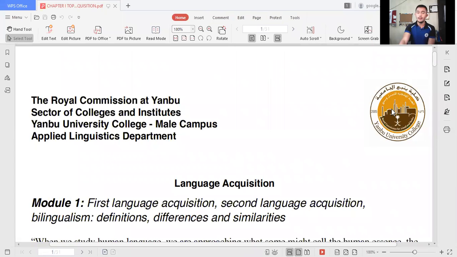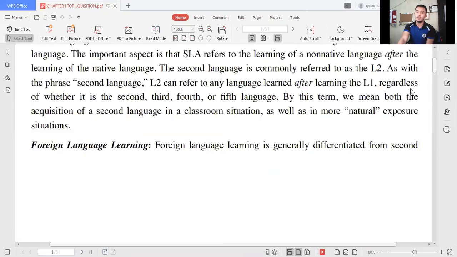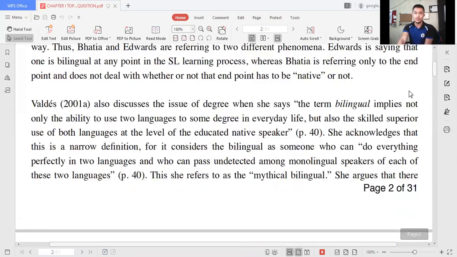Now, the content of our preliminary period was about language acquisition: module one, first language acquisition, second language acquisition, bilingualism, definitions, differences, and similarities. And for our midterm, we will be continuing with our second module.